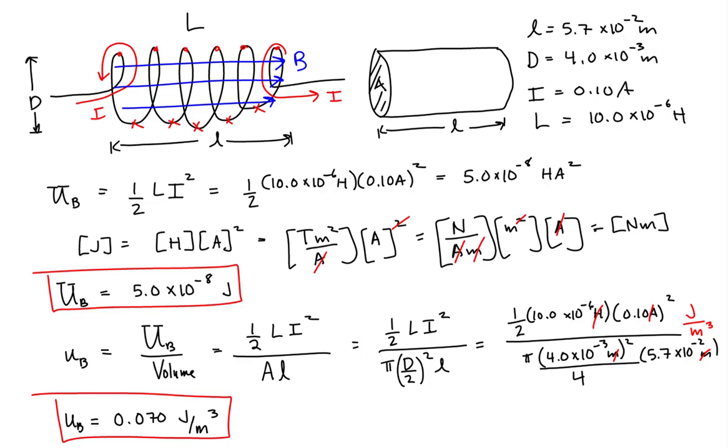So we now know the magnetic potential energy stored by this inductor. We know the energy density of this magnetic field within the volume occupied by the inductor. Using this information, we now have to determine the strength of the magnetic field within the inductor. To do that, we could turn to the expression that we found for the magnetic potential energy density in terms of the magnetic field, which is equal to 1/2 times the square of the magnitude of the magnetic field divided by the permeability of free space.